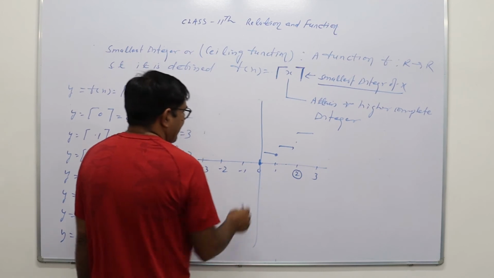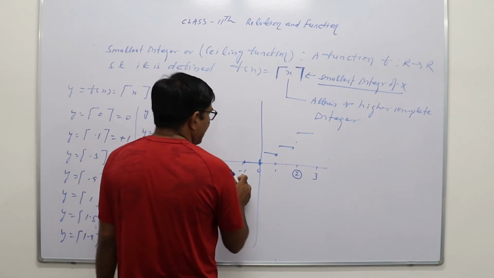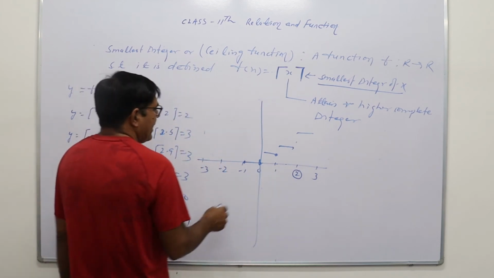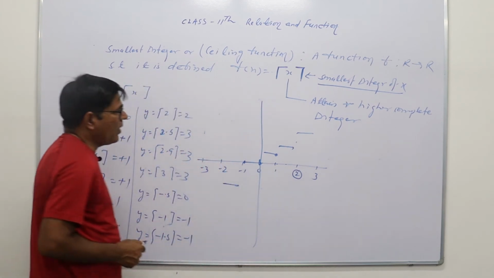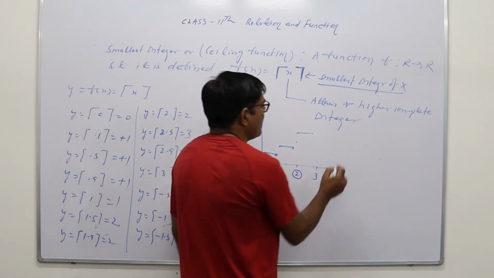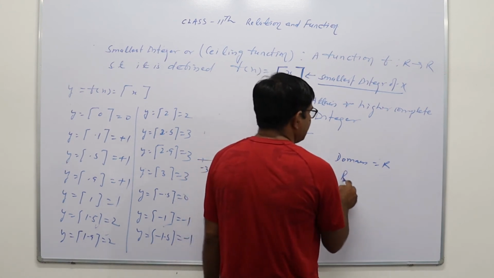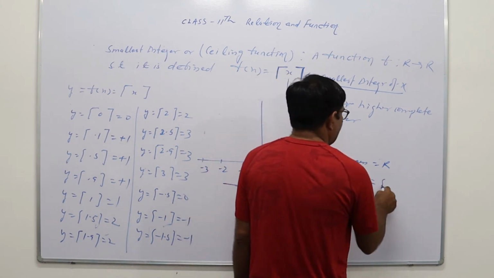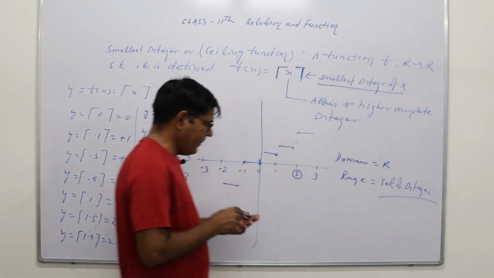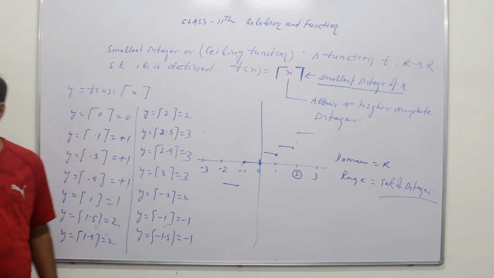Here, see, the graph will be 0. This will start from minus 1, 1, then minus 1.1 will be 0. In this way we can draw the graph of this smallest integer function by simple observation. The domain of this function is the set of real numbers, but the range is the set of integers. So this is the graph of the smallest integer function, its domain, range, and definition.